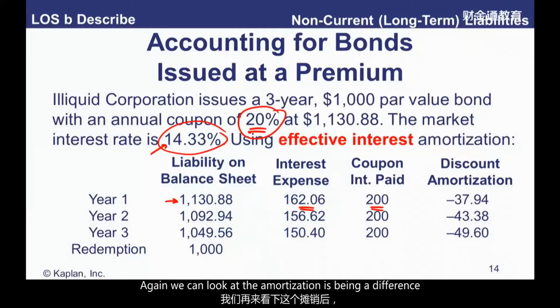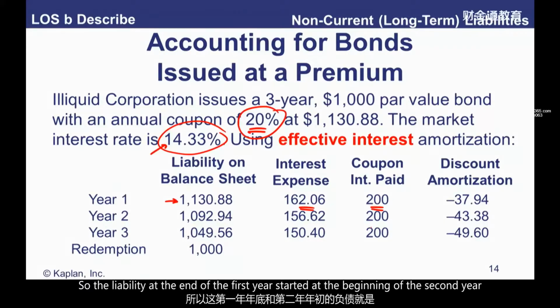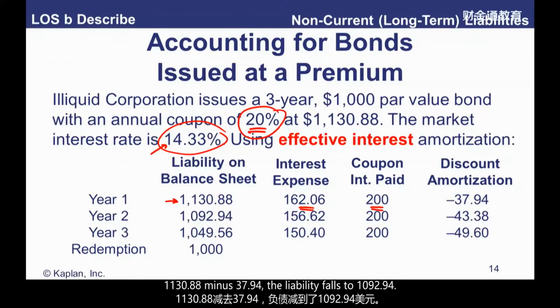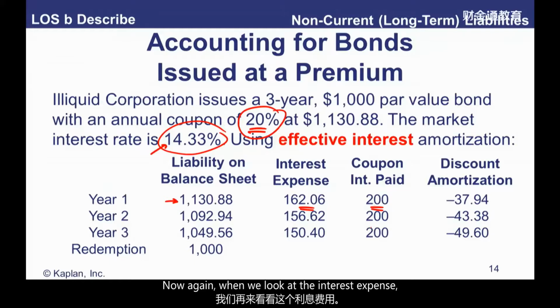Again, we can look at the amortization as being the difference between the interest expense and the coupon. So in this case, we've got minus $37.94. So the liability at the end of the first year, start at the beginning, second year, 1130.88 minus 37.94. The liability falls to 1,092.94. 14.33% of this gives us our interest expense of 156.62.